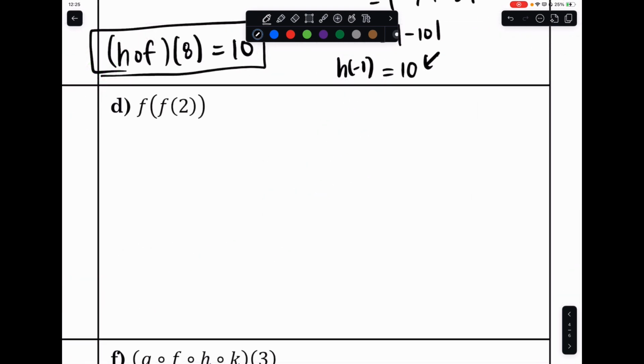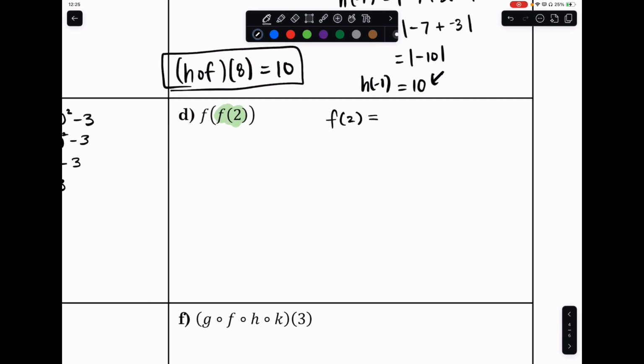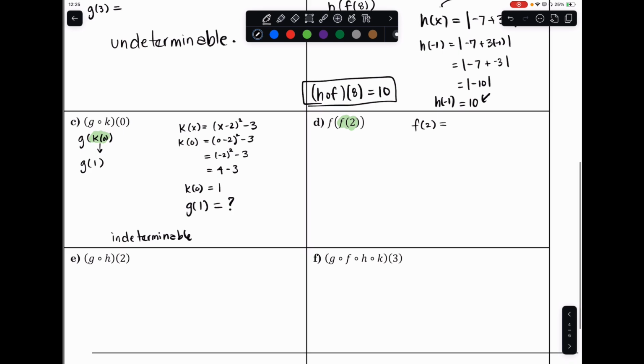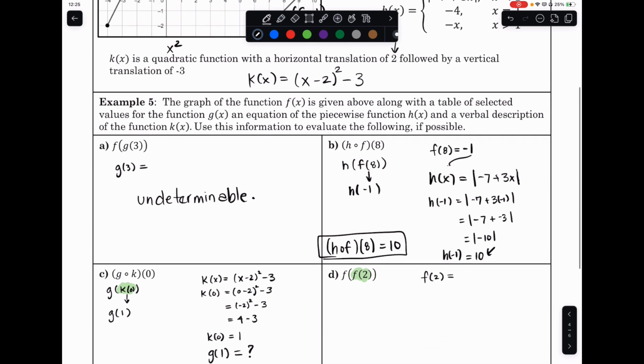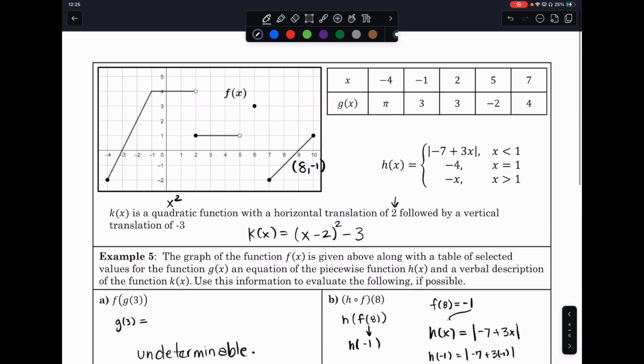Now moving along to the letter D, we want to evaluate f of f of 2. So starting with the inside, we want to first figure out f of 2. Well, again, f of 2 is the graph. We don't have the actual equation for that. So since we have a graph representation of the function f, we're going to have to look up here at the graph and figure out what the y value is when x is equal to 2.